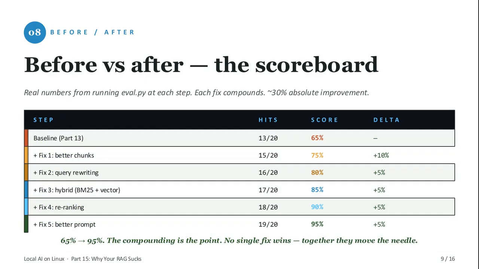So let's tally it up. Starting from that 65% baseline back in part 13, better chunks gave us the biggest single jump, 10 points.